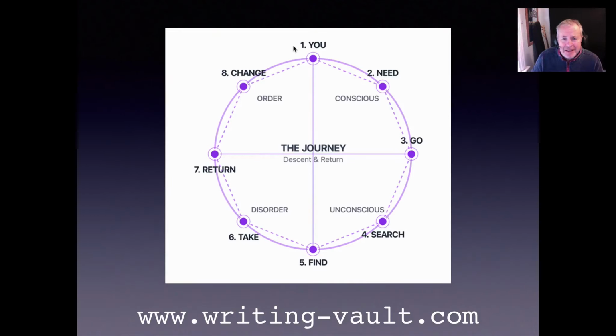But here's the graphic of the story circle. You can see there are 8 points of the story circle: you, need, go, search, find, take, return, change. What's interesting is the top half of the circle is all about the conscious world and order, and the bottom half is unconscious and disorder, and these different levels are very much echoed metaphorically through the story.